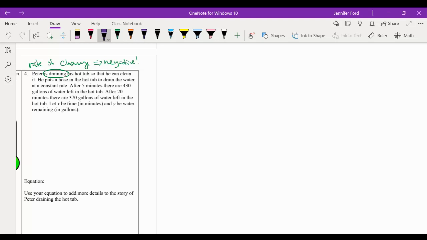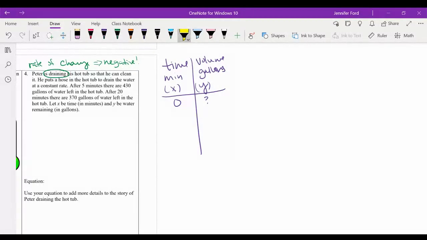After 5 minutes, okay, right. So I've got X is time in minutes, and Y is volume in gallons. I don't know the value at 0, but I do have 2 clues. After 5 minutes, there's 430 gallons of water left in the tub. And after 20 minutes, there's 370 gallons of water in the tub.